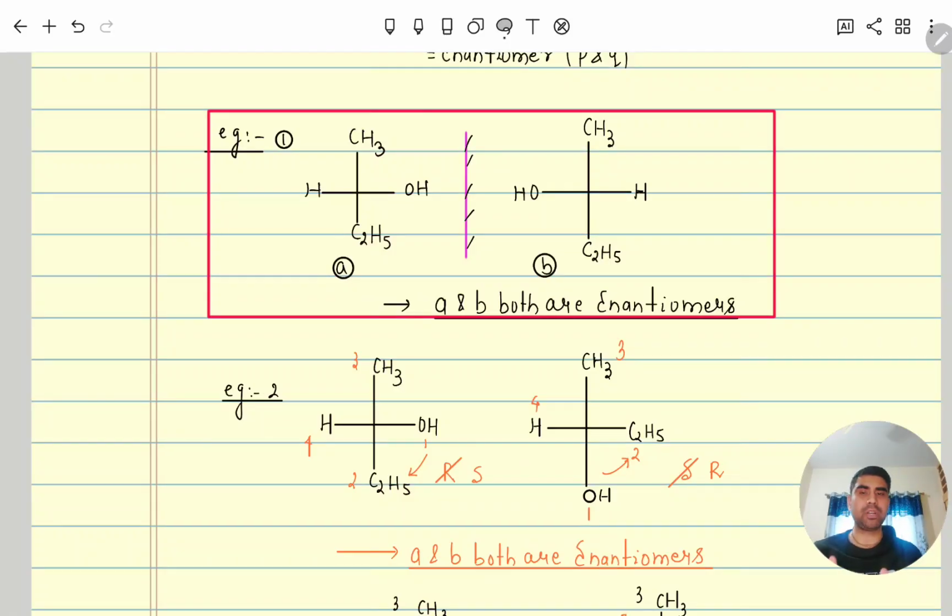So once again, try to understand, A and B are there. If both A and B are 50-50%, then the plane polarized light, as it enters and after coming out also, there will be no deflection. Yes, they both deflect plane polarized light, but one is deflecting anti-clockwise and the other is deflecting clockwise.